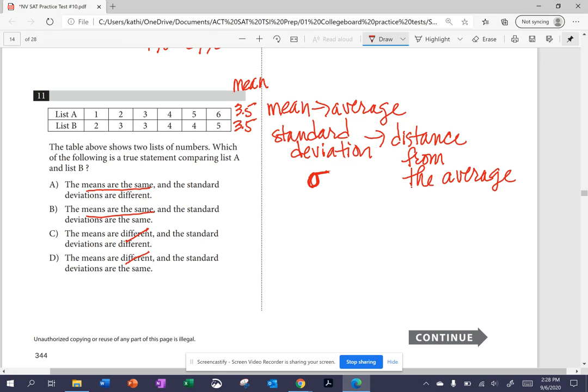So I know the means are the same. So I immediately can cross out choices C and D. And if I have different numbers, each number isn't going to be exactly the same distance from the mean. So my standard deviations have to be different. I don't have the same list. Okay, let's try 12.